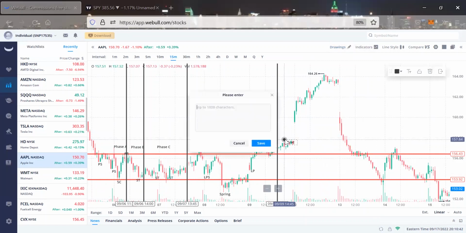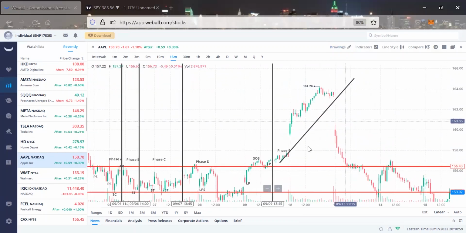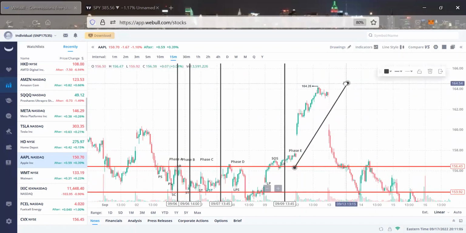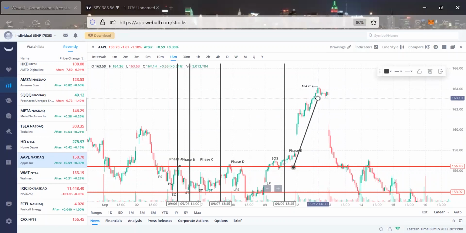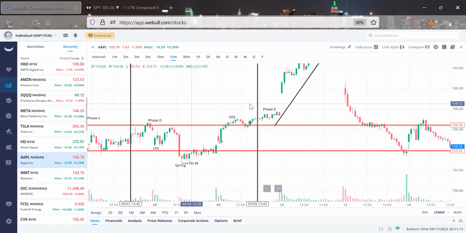phase E, right? Let me fade. Phase E, right? Where the market has a markup, where the market just goes crazy, right? This is something called the reaccumulation, and this reaccumulation is where the market goes crazy. I have a video on market cycle, and you understand what's happening there, right? So basically, this is the Wyckoff.